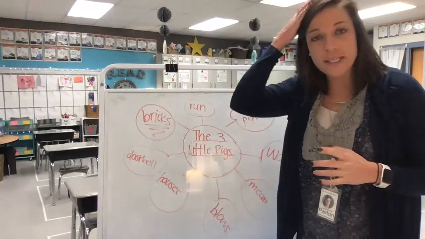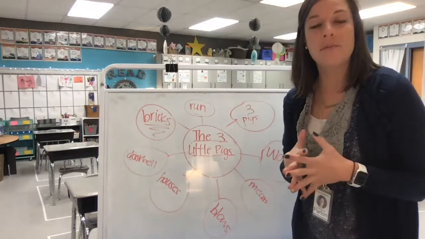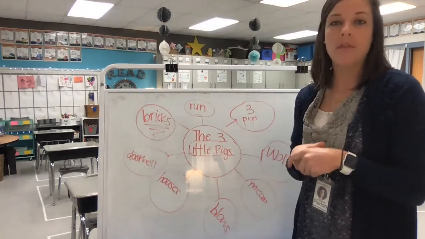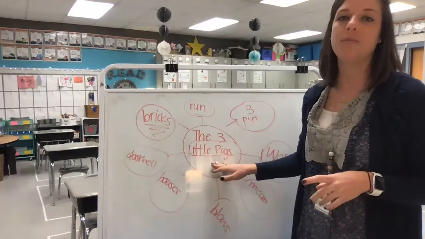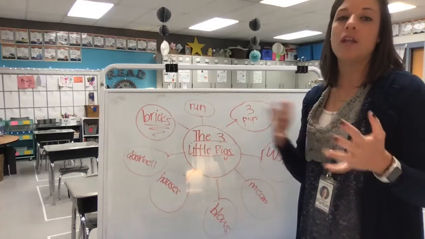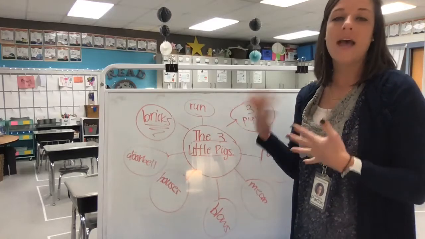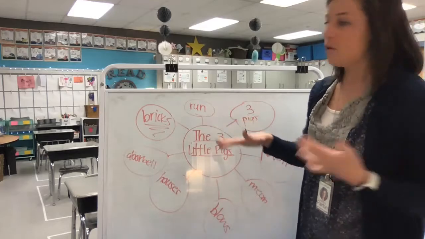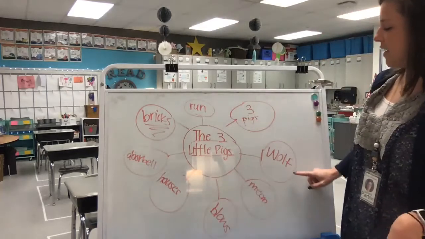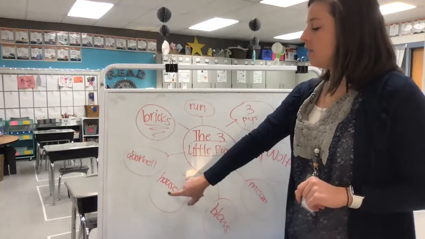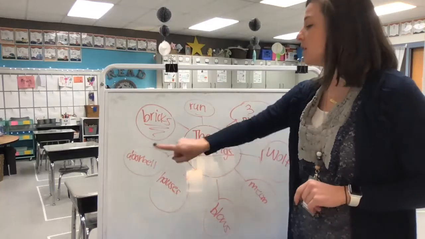We drew from our schema, or our toolbox of information in our brains, to make a connection to what we know about the Three Little Pigs. So we made a concept web and talked about different things that we already knew or what came to our mind as we heard that title. So we talked about running, the pigs and the wolf, right? That there were three pigs, a wolf, the wolf was mean, the wolf blows, there are houses that are built.